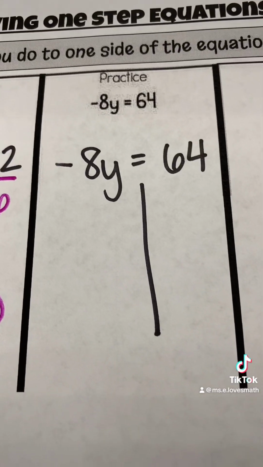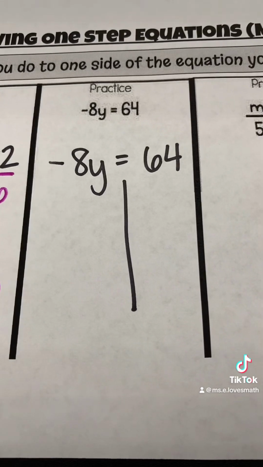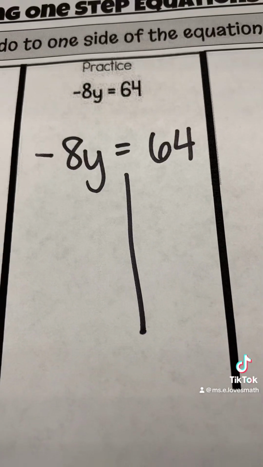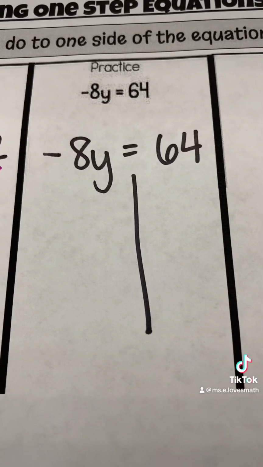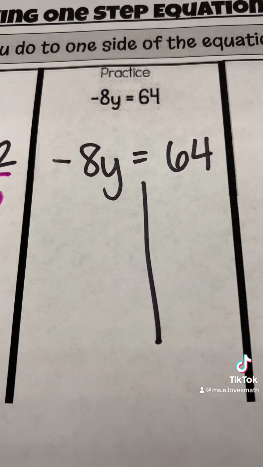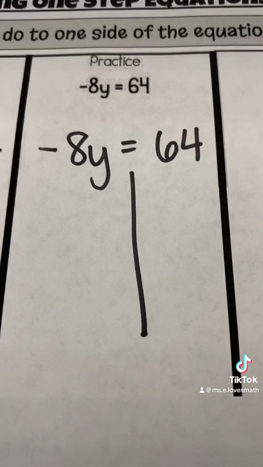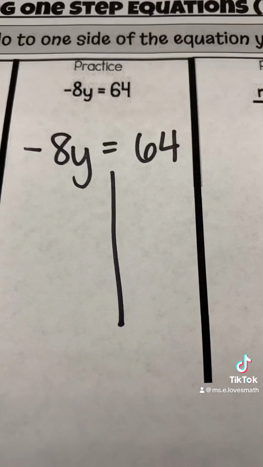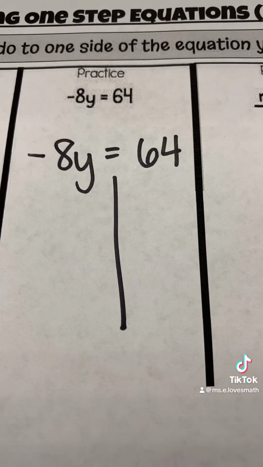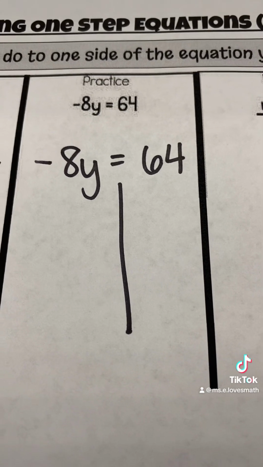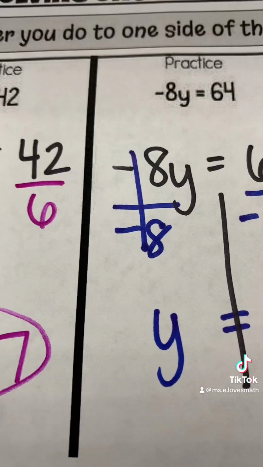Our next example is negative 8y equals 64. I have already located our equal sign. We also need to decide what we are working with. We have 8y, actually negative 8y, which means negative 8 times y. To get y by itself, we are going to do the opposite, which is divide. So if we're multiplying by negative 8, the opposite is to divide by negative 8.